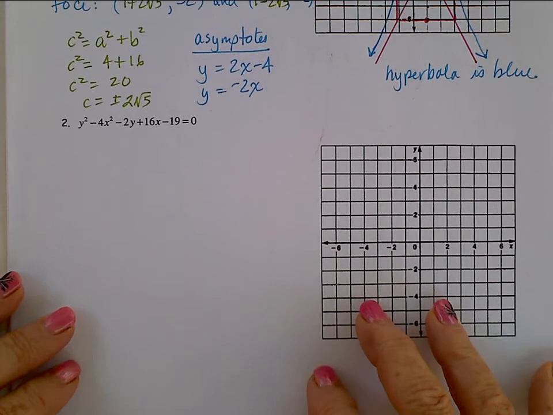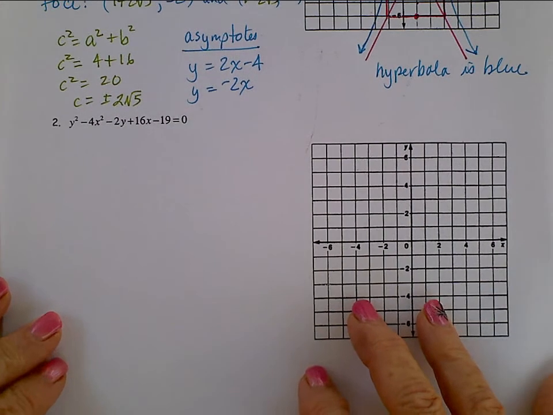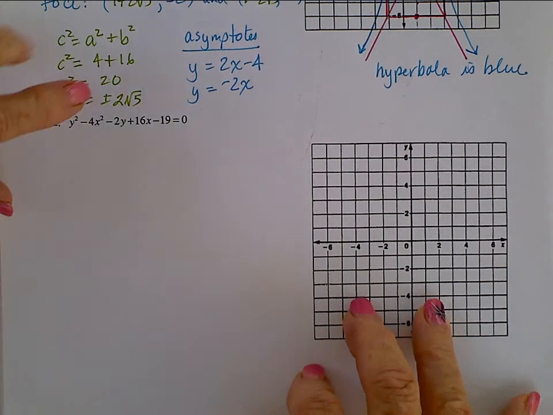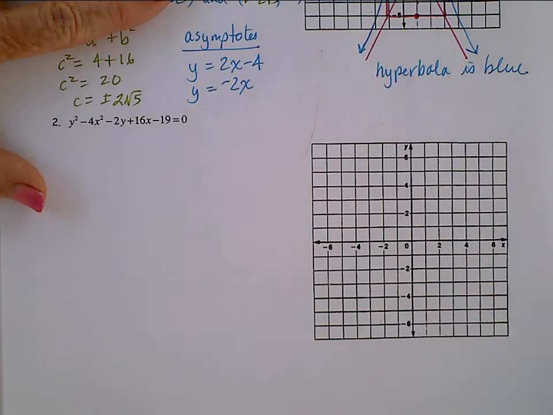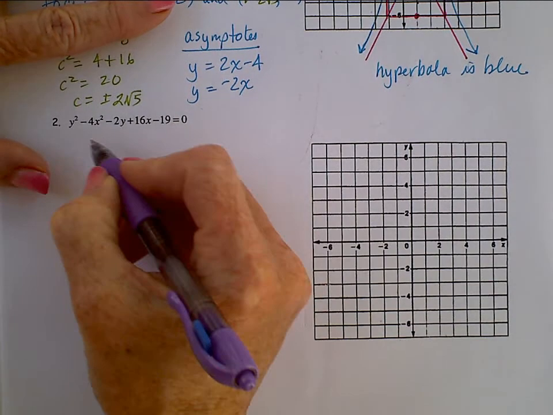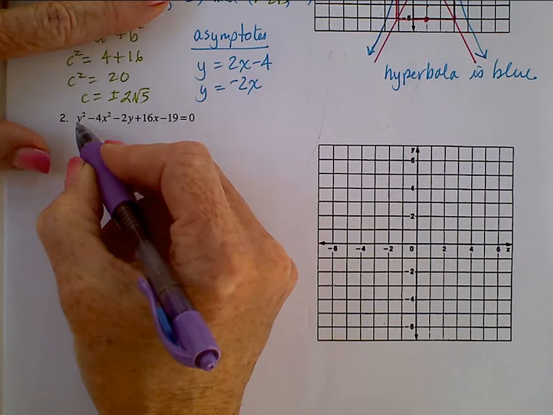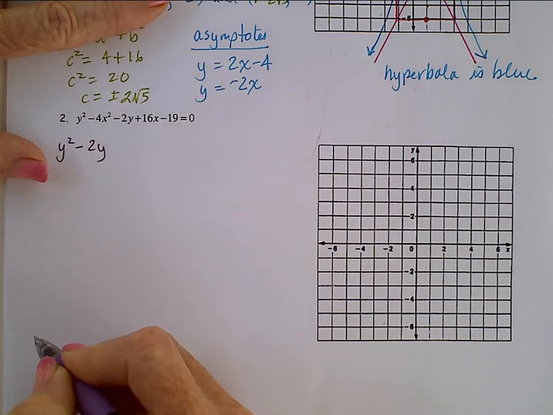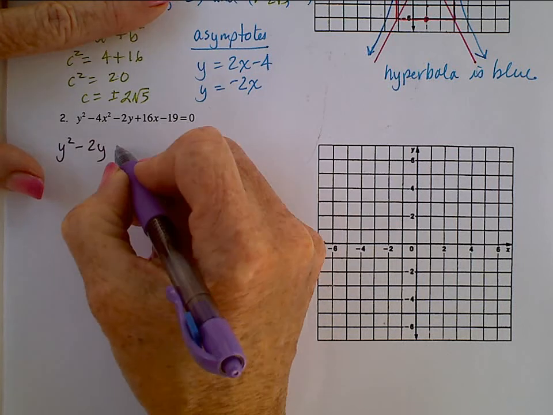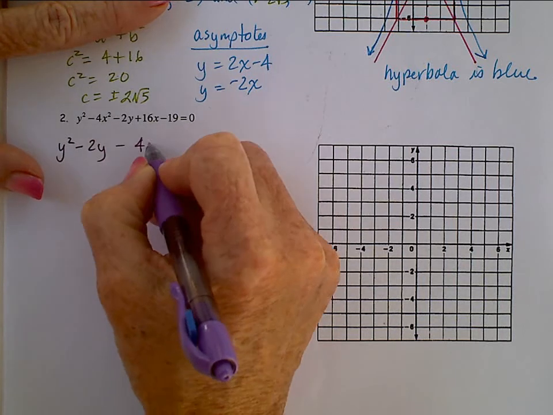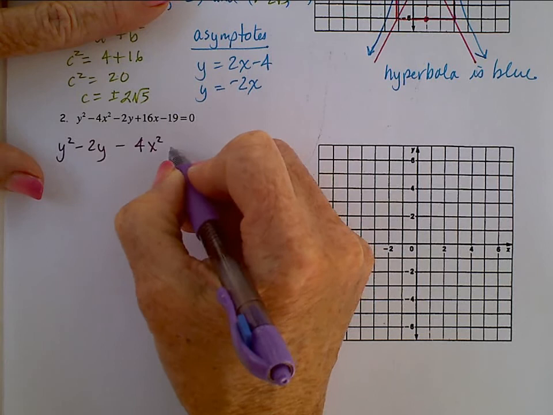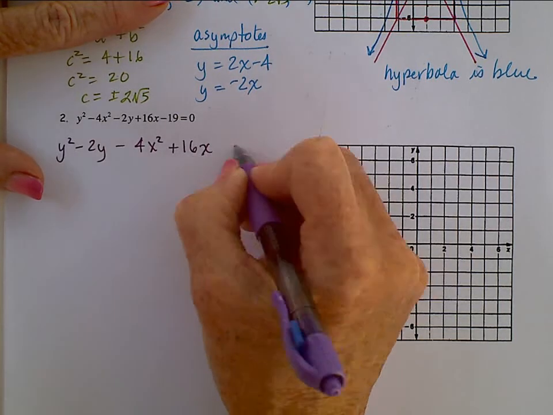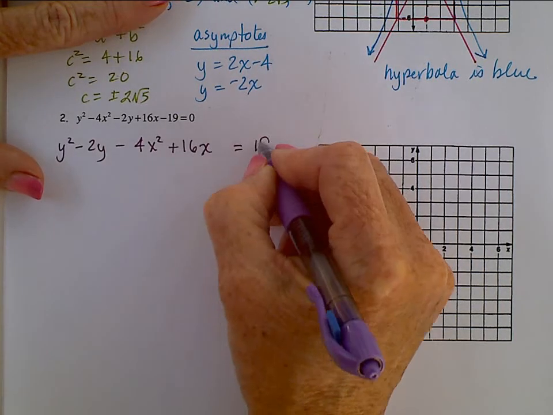All right, let's come down here and let's look at this one. Not set up very nice. We need to do some manipulating here. Let's group our x's and y's. We have y first here, so I'm going to keep it first. Y squared minus 2y, and then minus 4x squared plus 16x. And I'm going to pull that 19 over to the other side and out of the way.